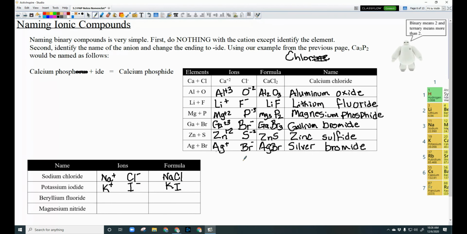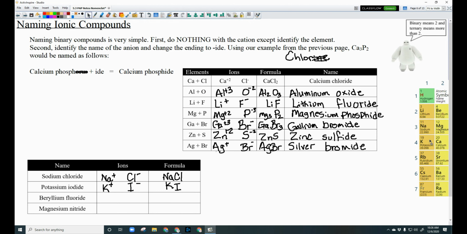Beryllium fluoride. Beryllium, you're going to learn, is Be. It's right here. So it's a +2 ion.